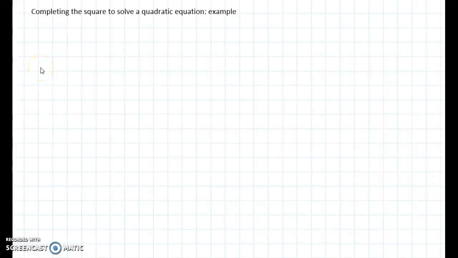In this video, we are going to complete the square to solve a quadratic equation. The equation we are considering is x squared minus 2x minus 3 equals 0.